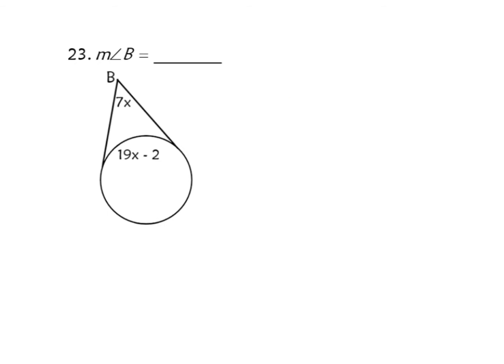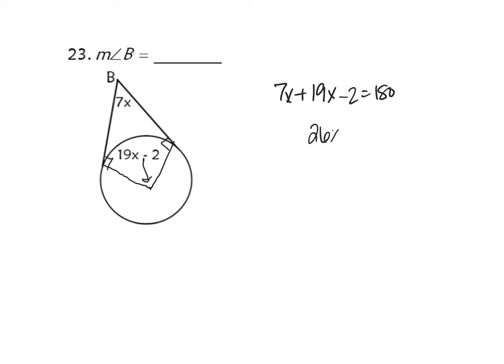Okay, here we have an outside angle that's made by 2 tangents. So if you remember, anytime we have 2 tangents, I want to be able to draw in my radii. I've got right angles here. If that's my arc, that's also the measure of my central angle. And we know that those are supplementary. So 7x plus 19x minus 2 equals 180.